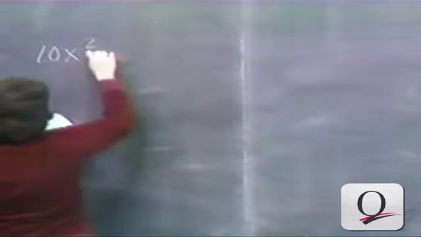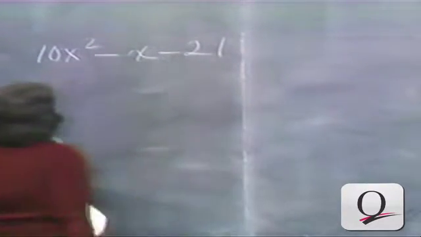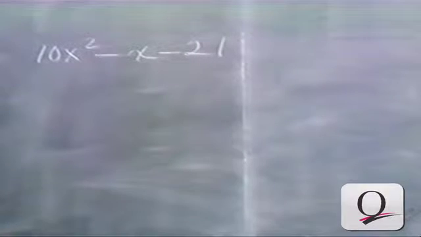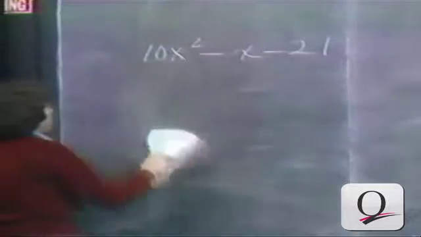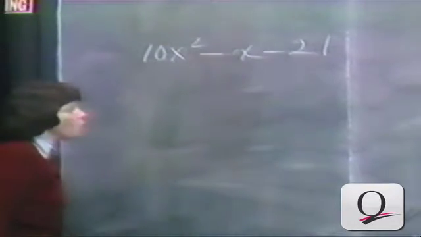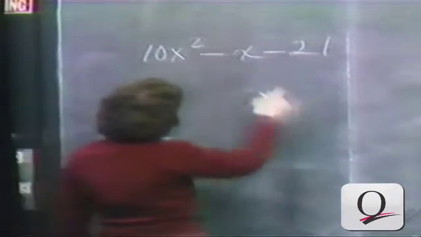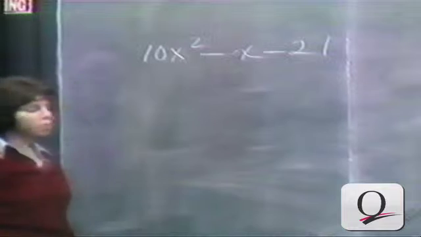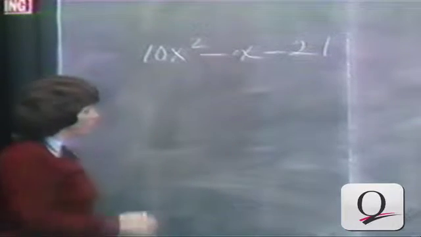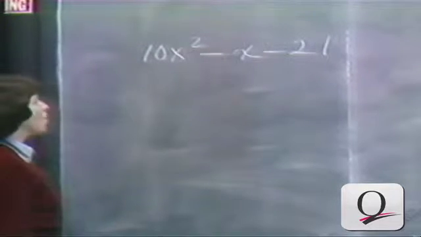We'd like to factor 10x squared minus x minus 21. Now, 10 is not prime, neither is 21, and we have quite a few possibilities to consider. First thing we notice is that there's nothing in common that we could pull out from these three terms. So this is about as good as it's going to get. Let's list now all the possibilities, and there are a lot of them.